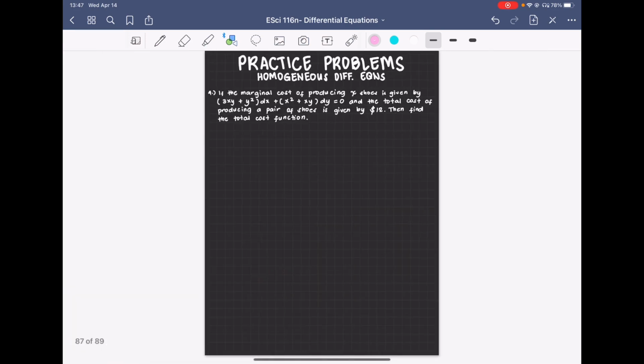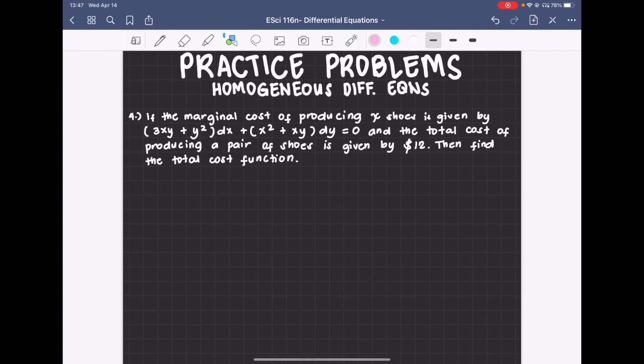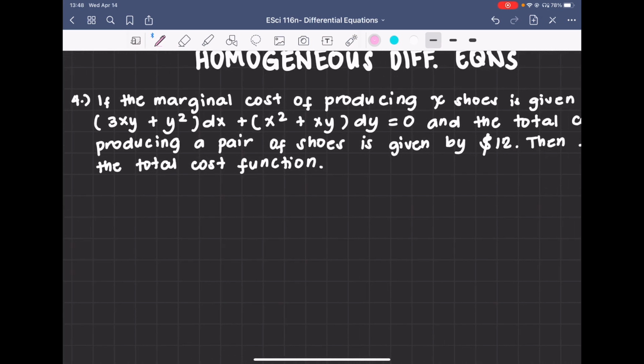Okay, moving on to number 4. This is a word problem. If the marginal cost of producing x shoes is given by 3xy plus y squared dx plus x squared plus xy dy is equals to 0, and the total cost of producing a pair of shoes is given by $12, then find the total cost function. So again, let us write first our equation. That's 3xy plus y squared dx plus x squared plus xy dy is equals to 0.